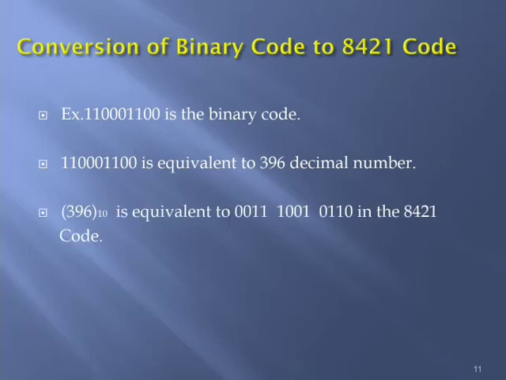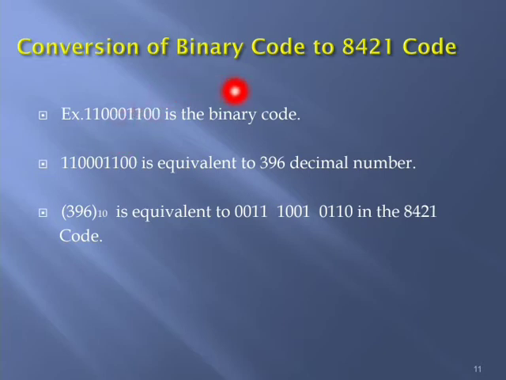So after getting the decimal number, you can simply replace each decimal digit with its equivalent 4-bit BCD. For 3, what will be its BCD equivalent? 0011. And for 9, it will be 1001, and for 6, it will be 0110. So for the given binary number, the equivalent BCD code will be 0011, 1001 and 0110. So this is the BCD code corresponding to the given binary number.